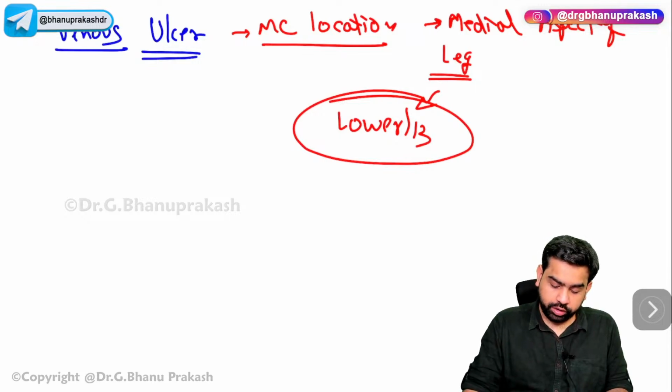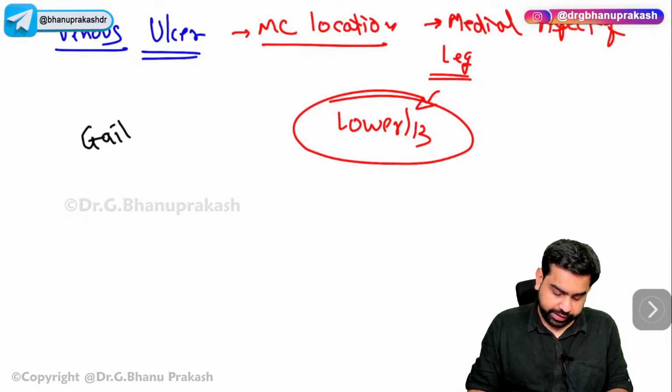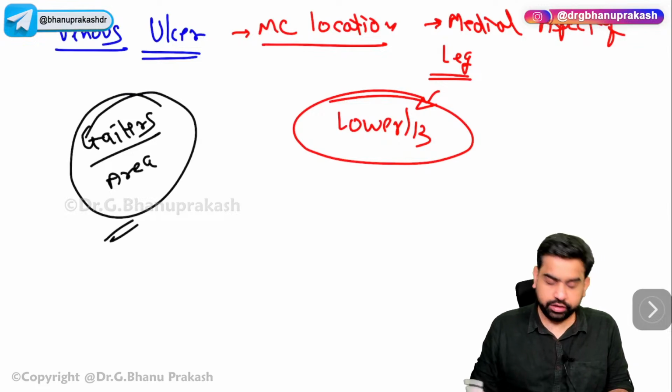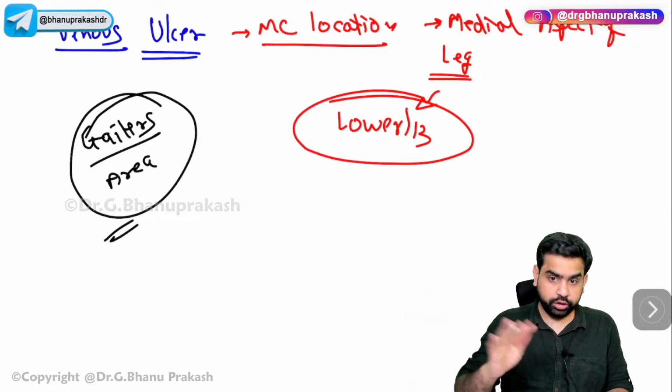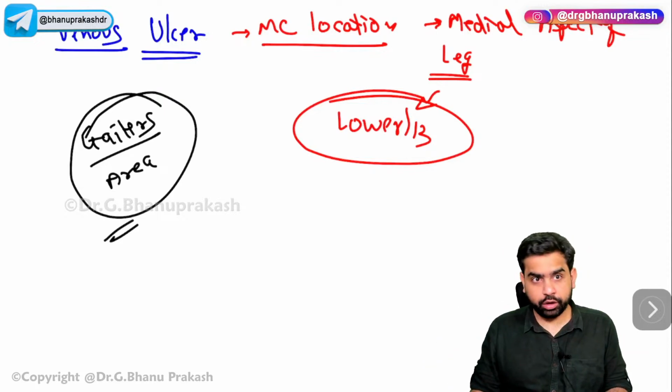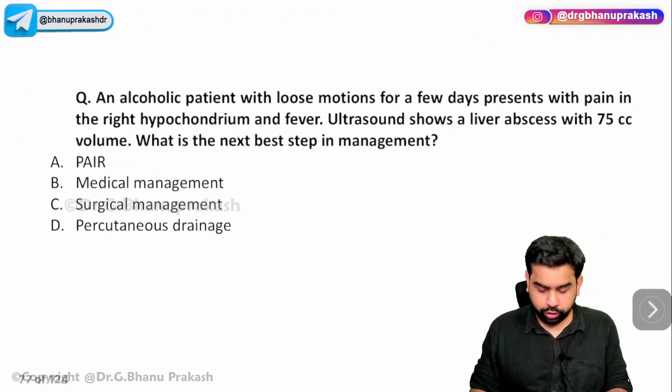So what is this called? This is called the gaiter's area. Gaiter's area, medial aspect of the leg, lower 1/3. Very, very important. Okay, I hope you have understood. This is your venous ulcer. Understood? Yes or no? Yes, I hope you have understood.